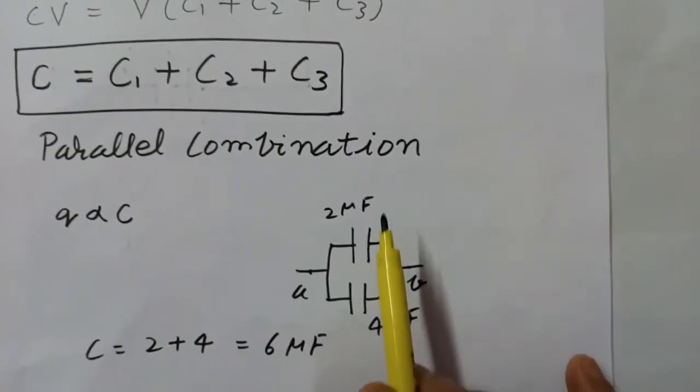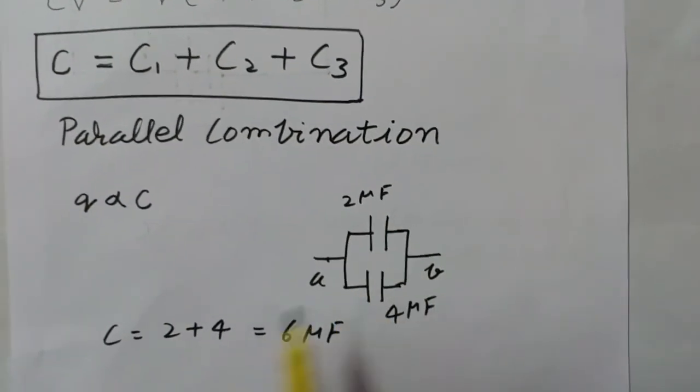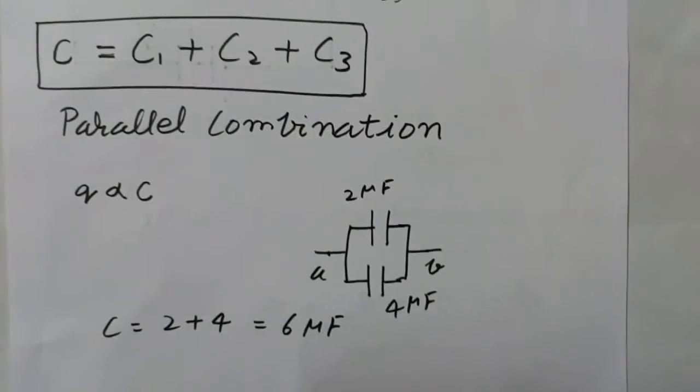Now two capacitors, 2 microfarad and 4 microfarad, are connected in parallel, so their equivalent capacitance will be equal to 6 microfarad.